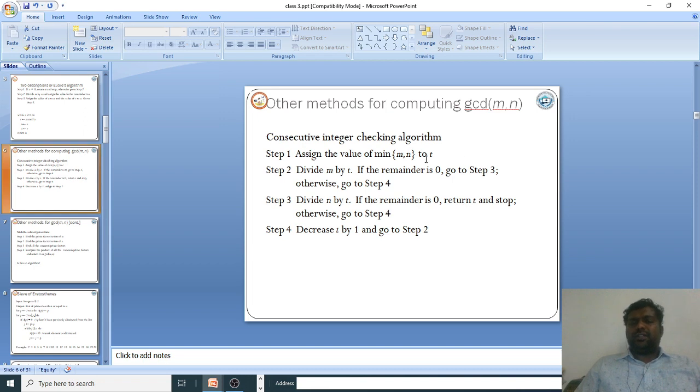Next, what is the other method? That is the integer checking algorithm, where you're going to assign the minimum value of m and n to t. Then you're going to divide m by t. If the remainder is 0, go to step 3, where you're going to divide n by t. If the remainder is 0, return t and stop. Else go to step 4, where we go on decreasing the value of t. After decreasing, again we move to step 2. Again, if the remainder is 0, we move to step 3. Again divide. In that case, if it's not 0, again you go to step 4, decrease t by 1. Okay.